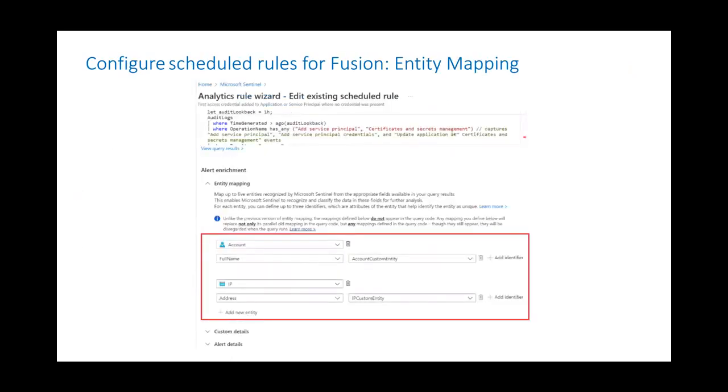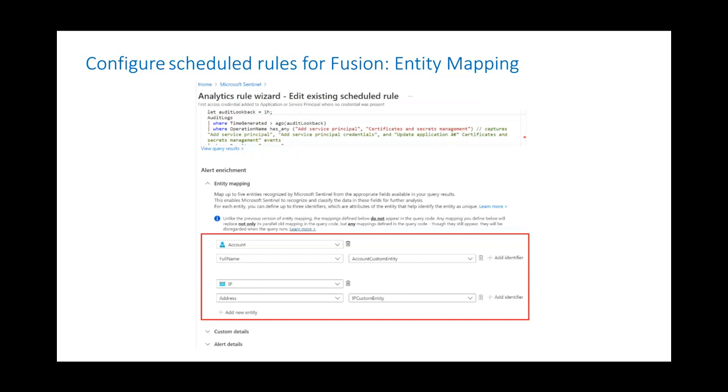Along with that, it is also important to do the entity mapping as well. So if we select the rule logic here, it will take us to a page of entity mapping. As we can see here, entity mapping is not only an integral part of the configuration for scheduled query analytics rules, but it also plays a big role in Fusion.